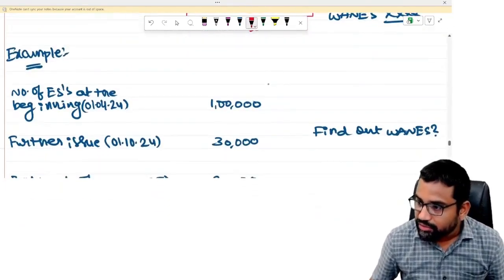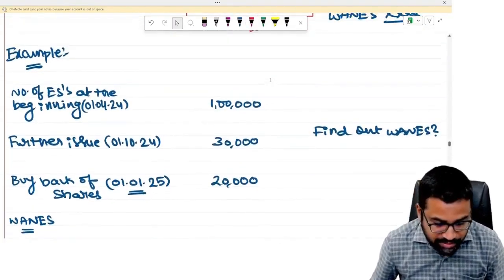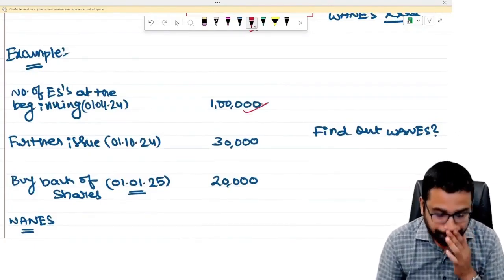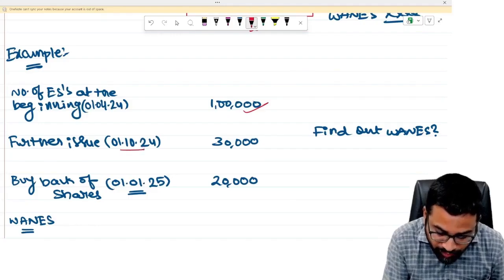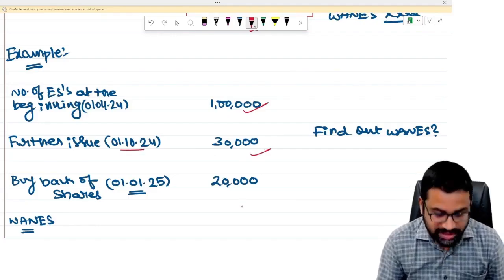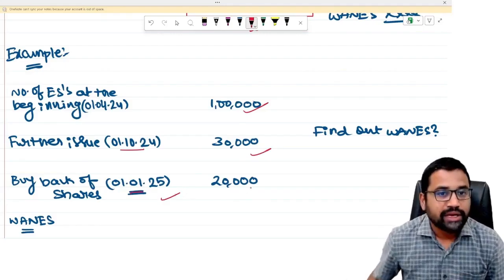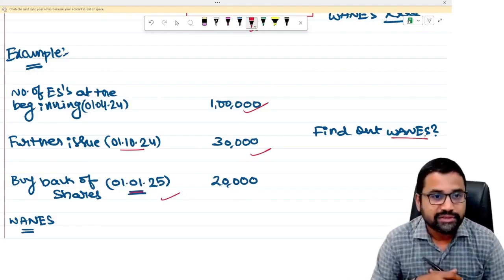Okay, for example, I have given some examples also here. See, for example, the number of shares outstanding at the beginning is 1 lakh. Now, a further issue: the company on 1/10/2024 issued 30,000. Next, on 1/1/2025, 20,000 shares are bought back. Find out the weighted average number of equity shares.